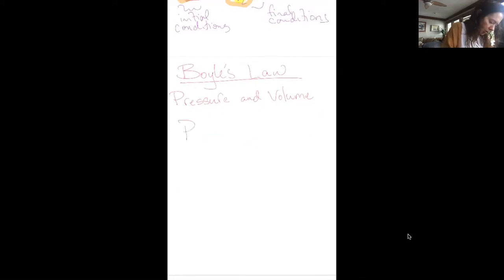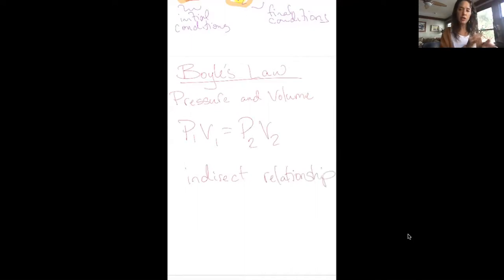this is going to be P1, V1 equals P2, V2. All right, we're going to have an indirect relationship. Once again, the ones are the initial, the twos are the final. Really doesn't matter as long as you have the correct pressure with the correct volume together. And let's see, right, if the pressure goes up, because this is an indirect, well, let's look at it in terms of volume.